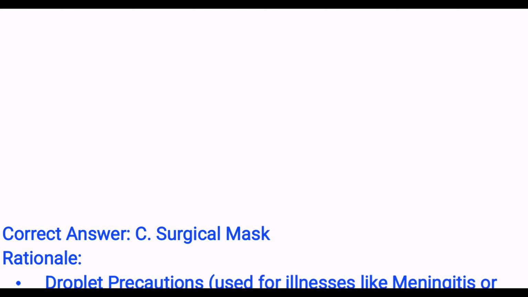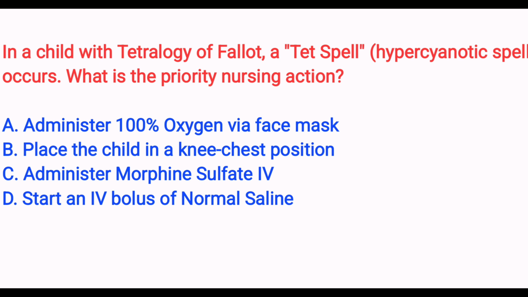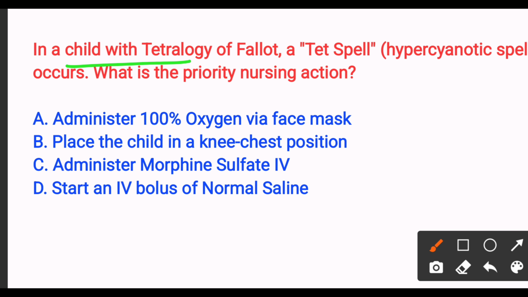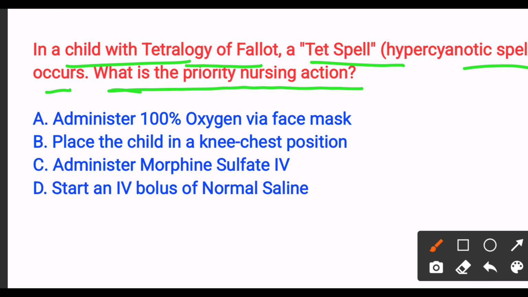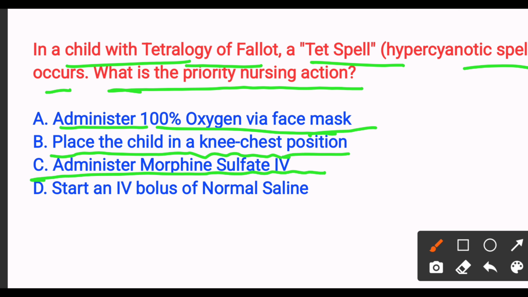Next, in a child with tetralogy of Fallot, a TET spell, a hypercyanotic spell occurs. What is the priority nursing action? Option A, administer 100% oxygen via face mask. Option B, place the child in a knee chest position. Option C, administer morphine sulfate IV. Option D, start an IV bolus of normal saline.